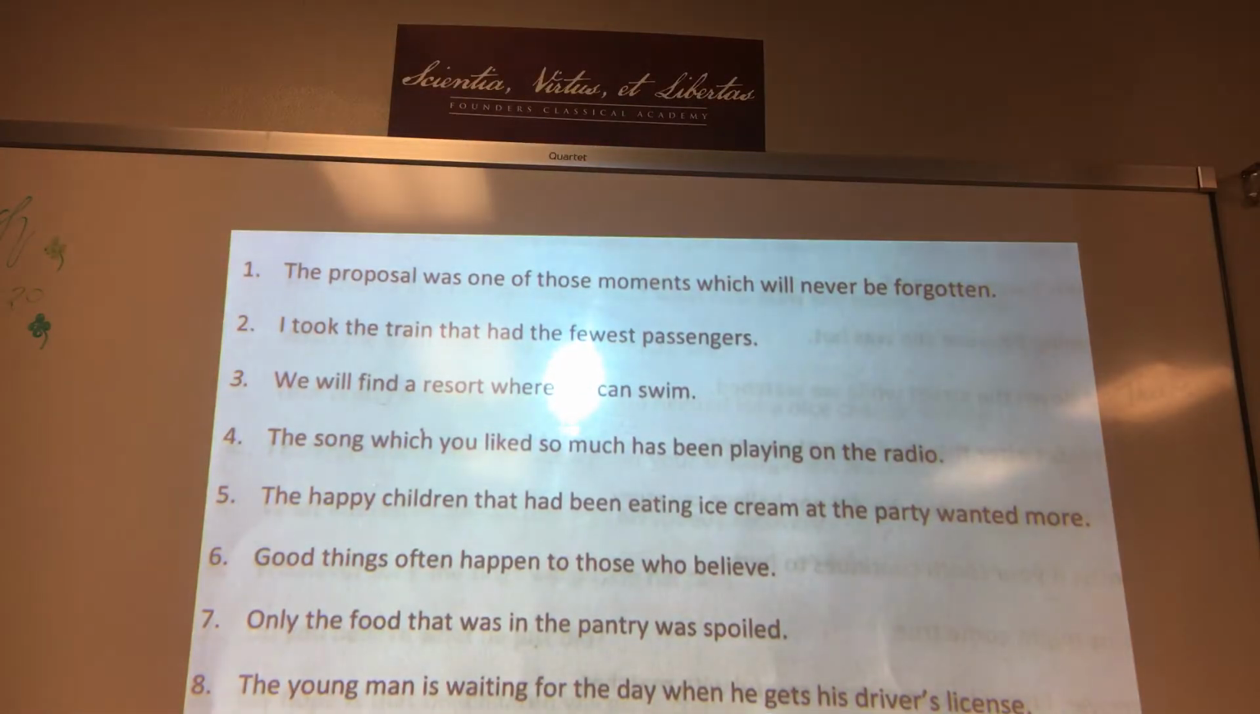And this is page 89. This is the first practice sheet in your packet for adjective clauses. Now, adjective clauses, remember, are never going to be at the very beginning of the sentence because they have to follow the noun that they are describing. That's why they're called adjective clauses.